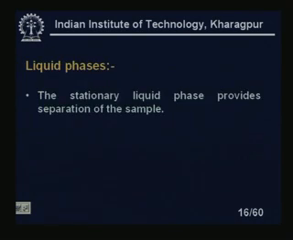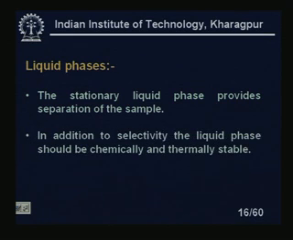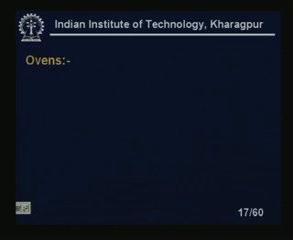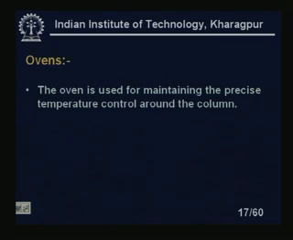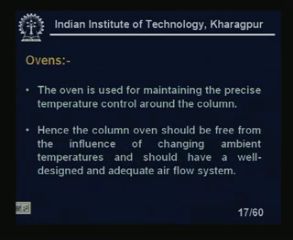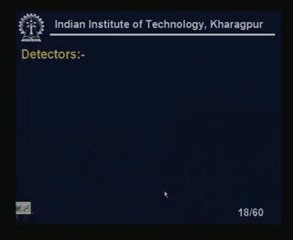Liquid phase. The stationary liquid phase provides the separation in the column. In addition to selectivity, the liquid phase should be chemically and thermally stable, that is the most important thing. Now, ovens. As I told you, the oven is used for maintaining precise temperature control around the column. Hence, the column oven should be free from the influence of changing ambient temperature and should have a well designed and adequate airflow system. There should be good airflow, otherwise temperature control will be difficult.